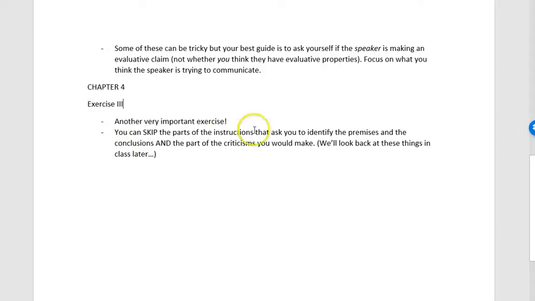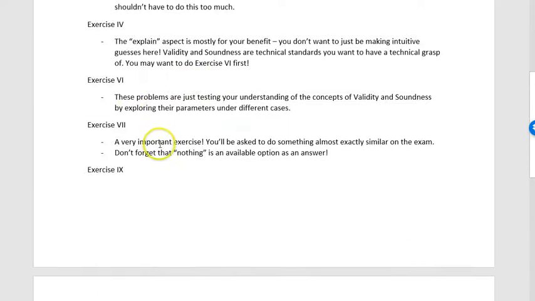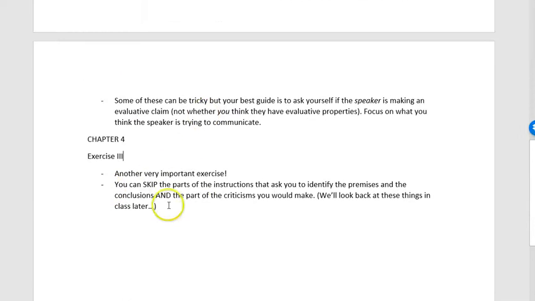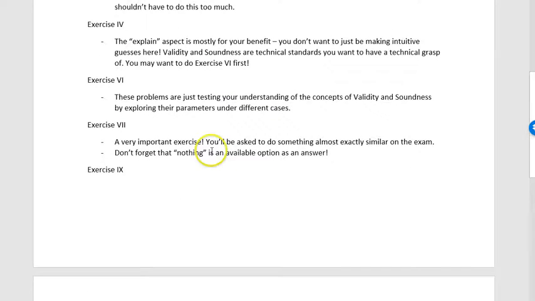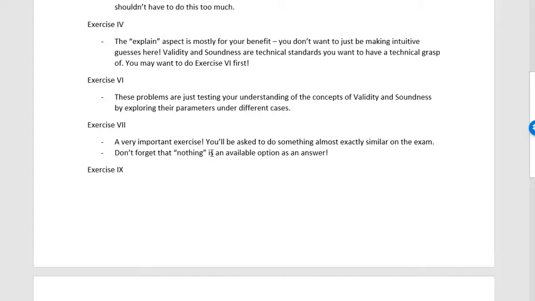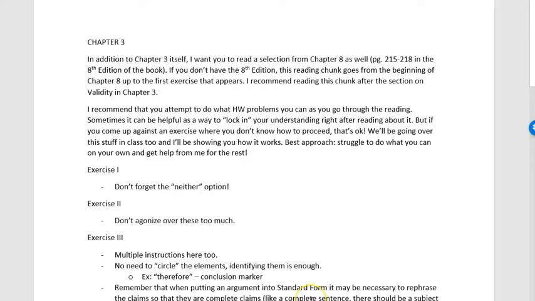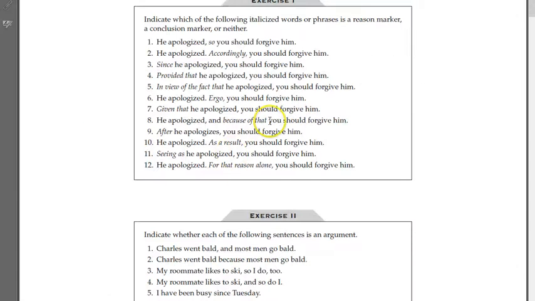But I did want to pull this exercise for some extra practice, because exercise 7, 9, and 3 here from chapter 4 are going to be asking you to do basically what I'm going to be asking you to do on the exam for the material that's coming from this chapter 3 section. So this instruction sheet is very important to use as a supplement when you're doing the homework and looking at the exercises that are in the homework.